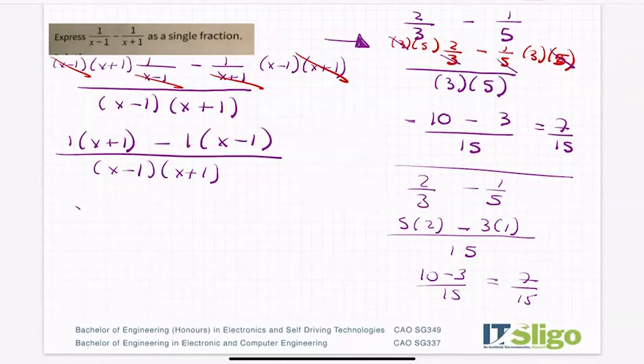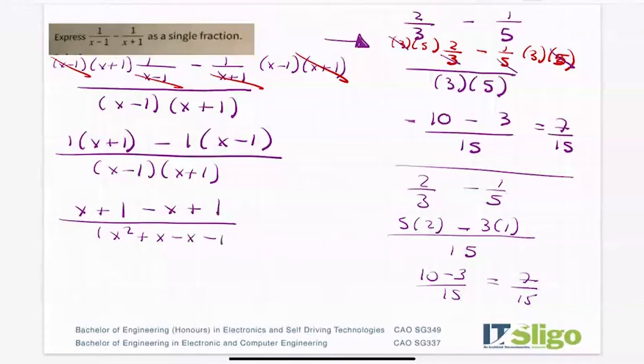So 1 by x is x. I'm just getting rid of my brackets now. Well, let's multiply this out. Okay, then does anything cancel? Well, x and minus x cancel, so that you're left with 1 and 1 is 2 over the bottom. Plus x minus x cancels, and you're left with x squared minus 1.